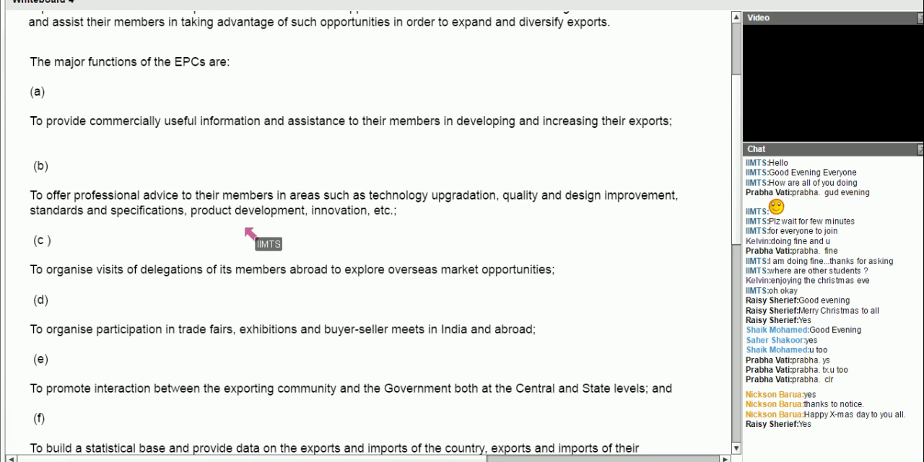They also help in the quality and design improvement, standards and specifications, product development, innovation. If they feel that there has to be some improvement in the product design or in the product specification, which might be best suited for the international standards, then they will guide their members accordingly. Clear, everyone?